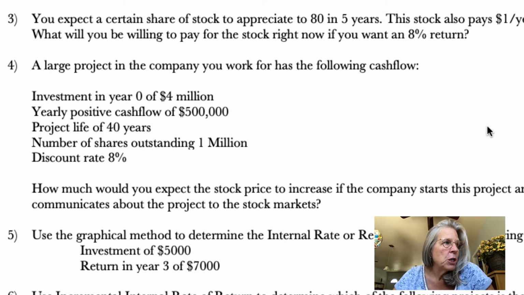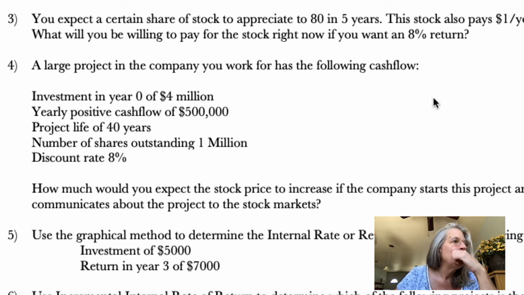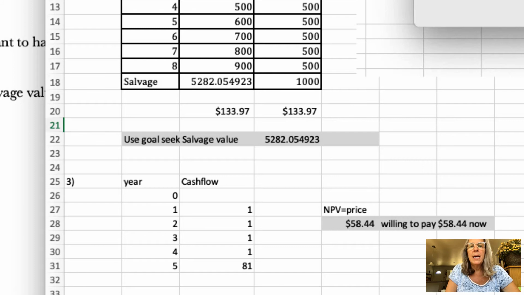A large project in a company you work for has the following cash flow: an investment in year 0 of $4 million, a yearly positive cash flow of $500,000, a project life of 40 years, 1 million shares outstanding, and a discount rate of 8%. So now we're going to set up the cash flows in Excel and do the calculations associated with the stock price change.